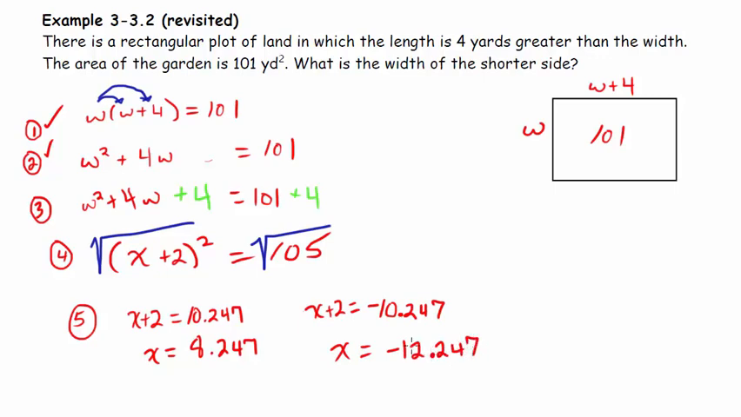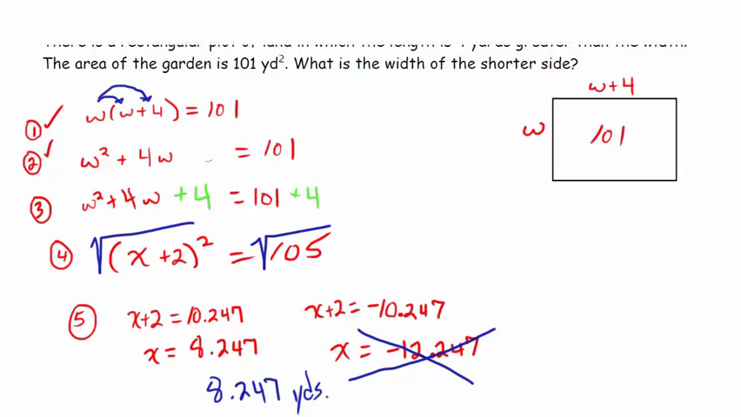Alright, now let's see here. If I am thinking about the width of a shorter side, does everyone see that a negative value is not going to make sense here? Alright, so we end up with this solution of 8.247 yards. Alright, so that is our second strategy, completing the square.